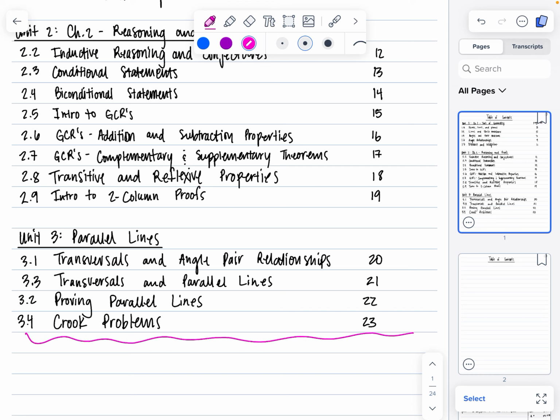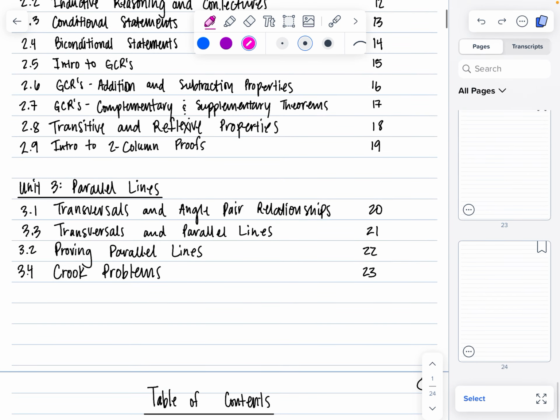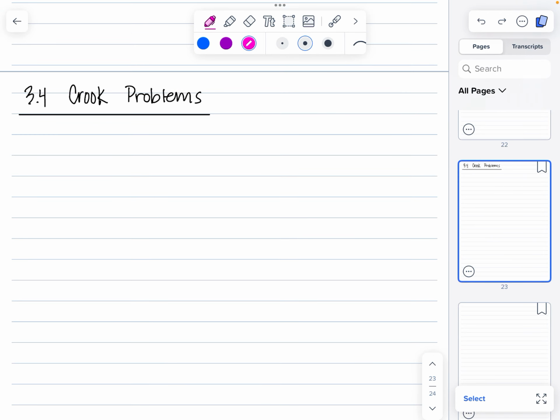Go ahead and grab this and put this in your table of contents, as well as the title. The title is the same as you see here, 3.4 Crook Problems. And Crook Problems doesn't sound like it's related to parallel lines at all, but it is. I guarantee you that. So it is very much related to that.